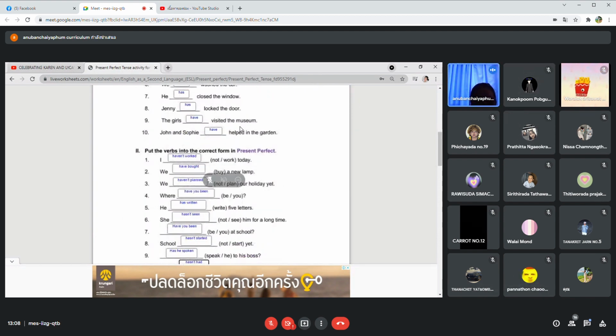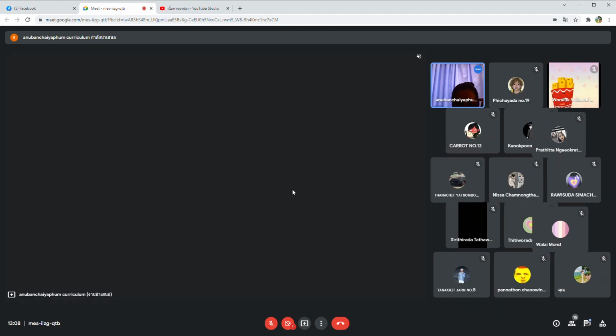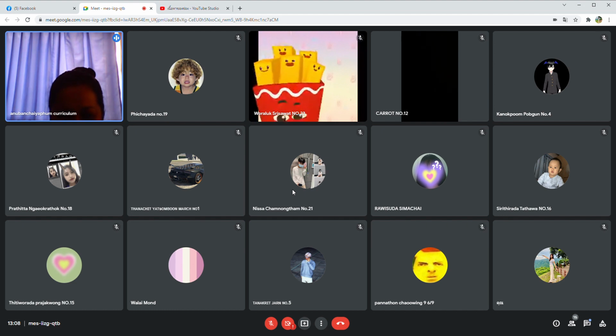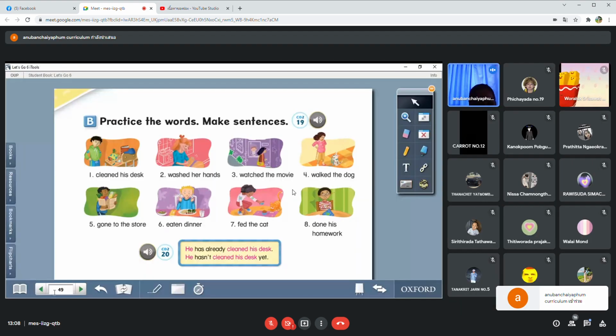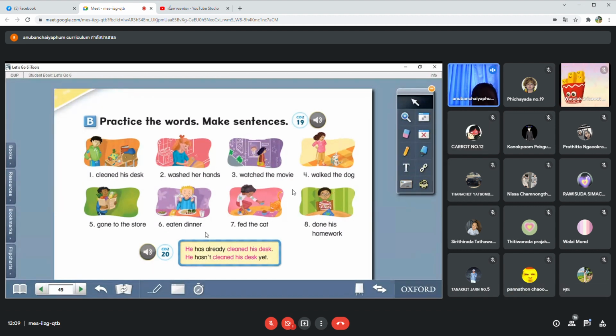Let's try making a sentence using your book. Page 49. Look at page 49 in your book. You don't have a book? I will show you. Wait for a while. So this time you make your own, okay? If you can make this, it means you understood. Look at this one in your book, page 49. Can you see now, Popyang?